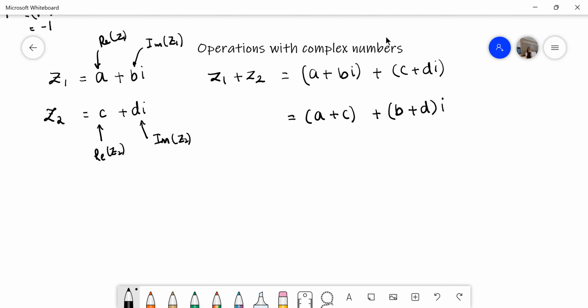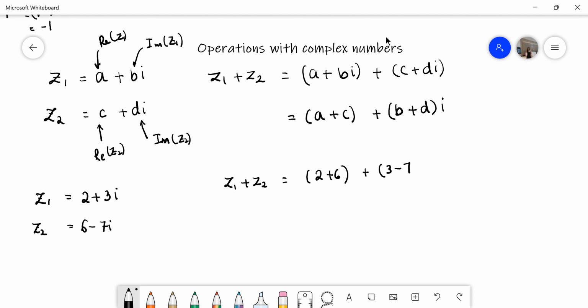For example, if z1 is 2 plus 3i and z2 is 6 minus 7i, then z1 plus z2 is 2 plus 6 plus 3 minus 7i. And that gives us 8 minus 4i.